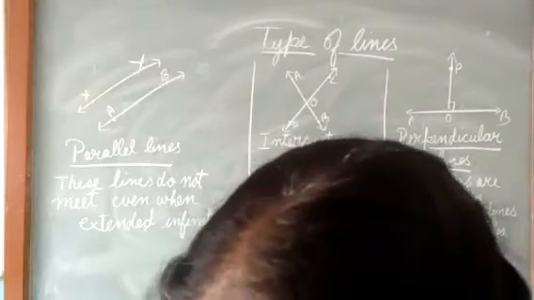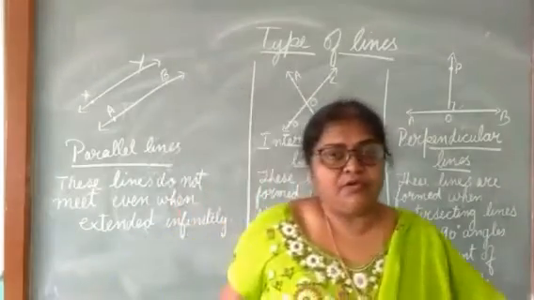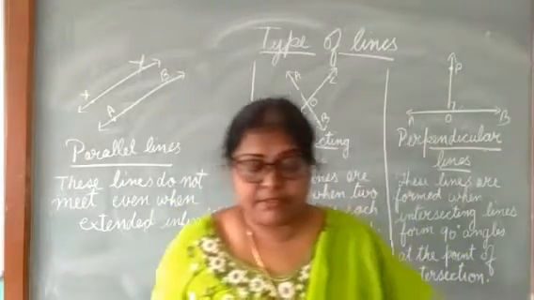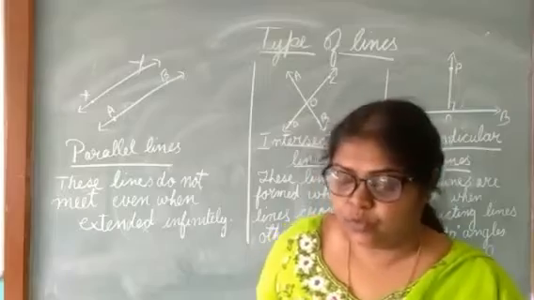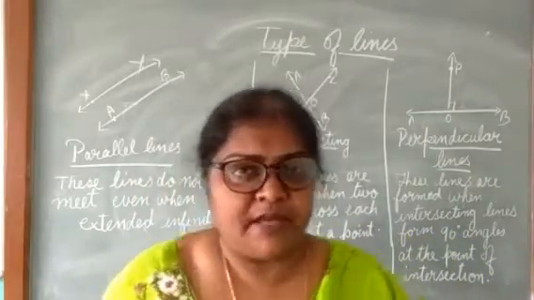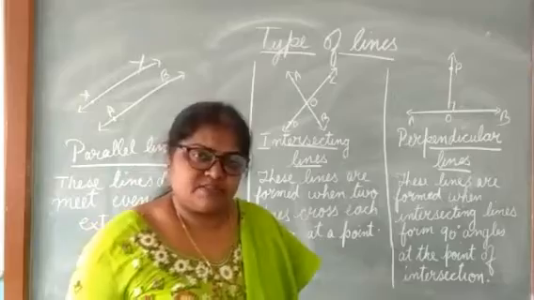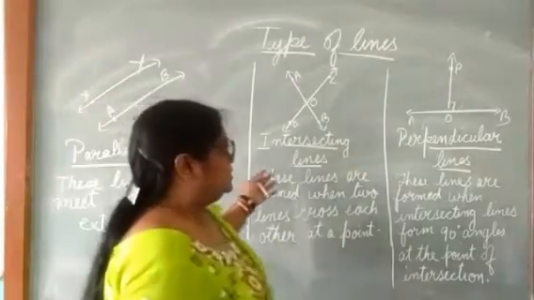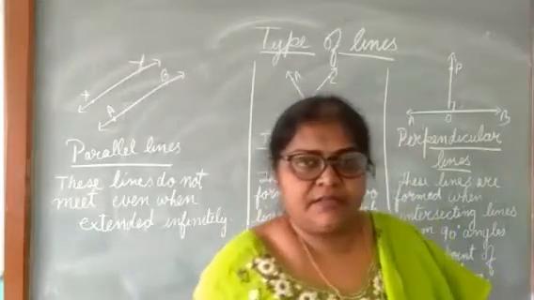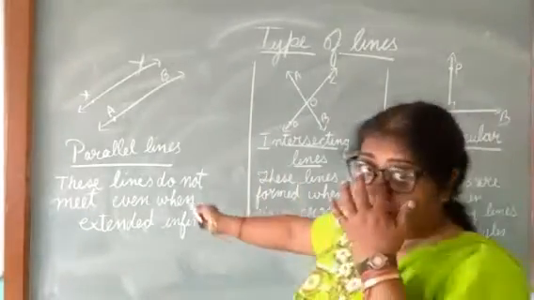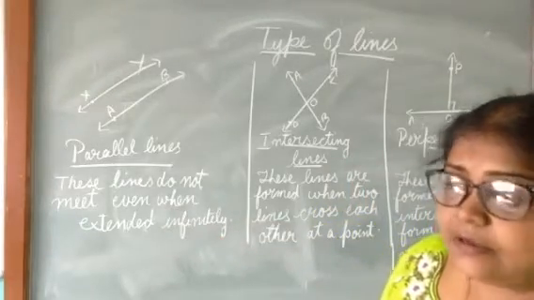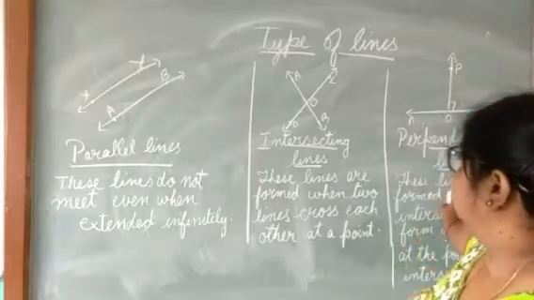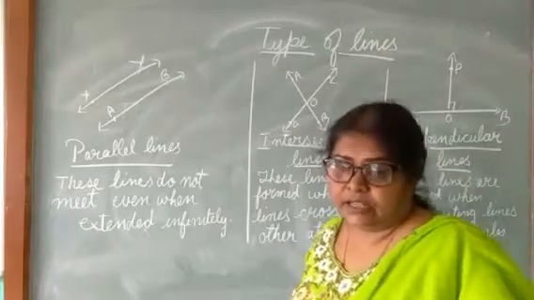In this chapter, you have learned about a point and also about line, ray and line segment. Today you will know about types of line. Here we have written three types of line. Number one is parallel line. Number two is intersecting line. And number three is perpendicular line.